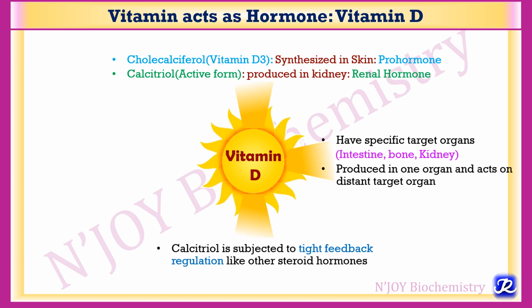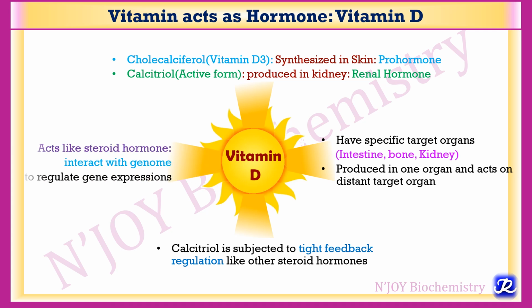And calcitriol, that is the active form of vitamin D, is subject to tight feedback regulation like other steroid hormones, and this is also one of the reasons why vitamin D is called a hormone. And it acts like a steroid hormone, interacting with the genome to regulate gene expression. So these are the various reasons why vitamin D is called a hormone.